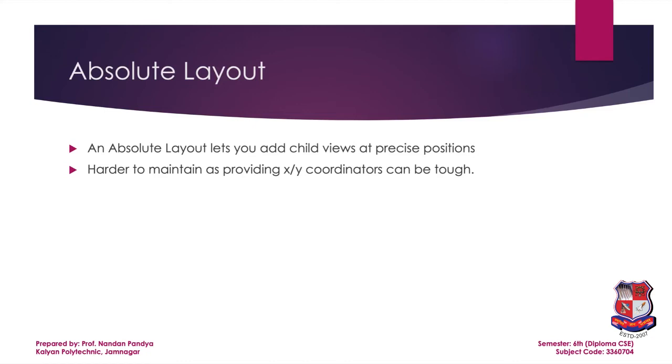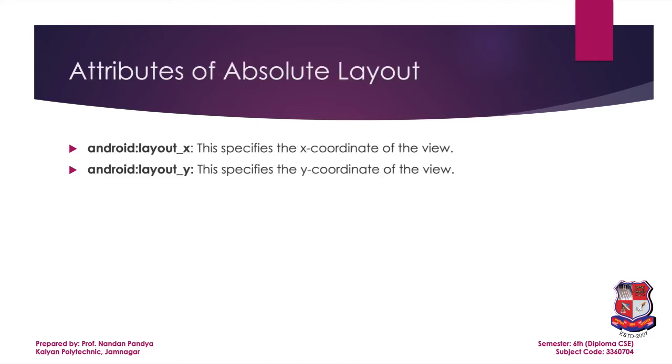Absolute layout lets you specify the exact location of its children elements. Absolute layouts are less flexible and harder to maintain than other types of layout. Layout X is used to set the horizontal position and layout Y is used to set the vertical position of the view in the layout.